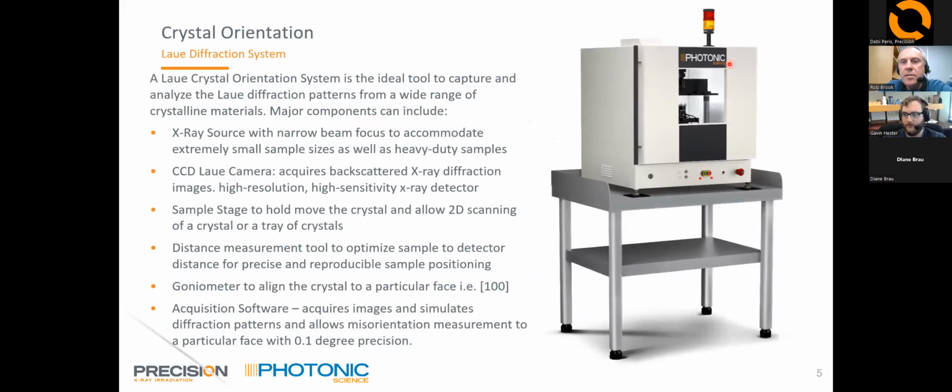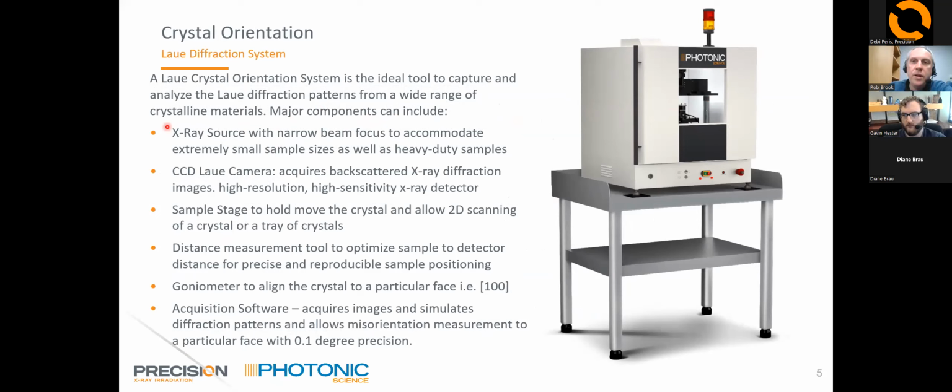Here's an image of our new Laue system. We use an X-ray source with a narrow beam focus, which allows you to have extremely small sample sizes, as well as large samples. We have a CCD camera, which acquires the backscattered X-rays. This has high resolution and high sensitivity.